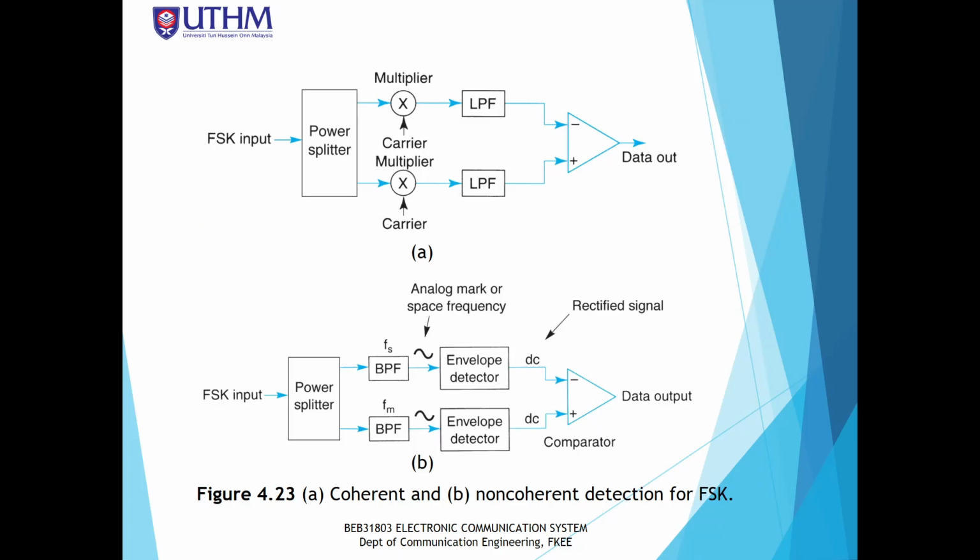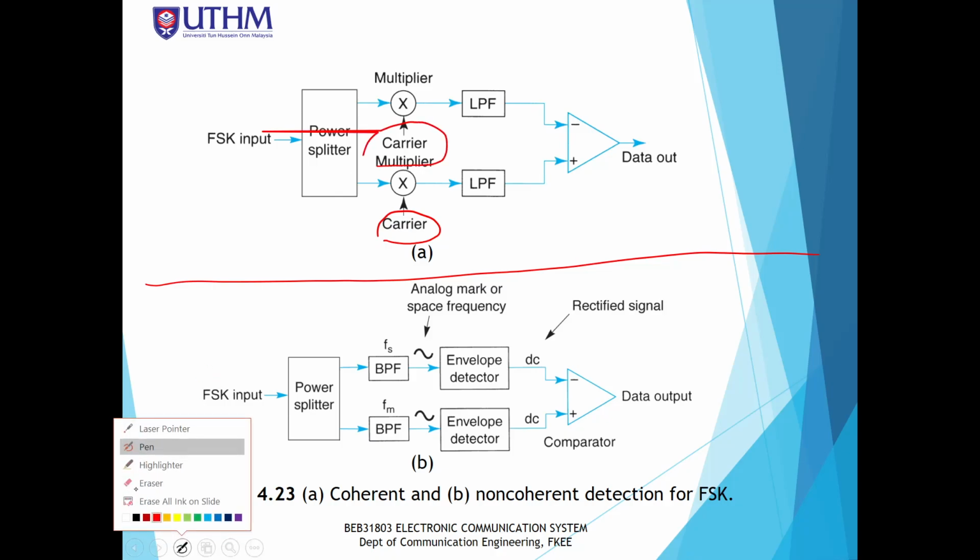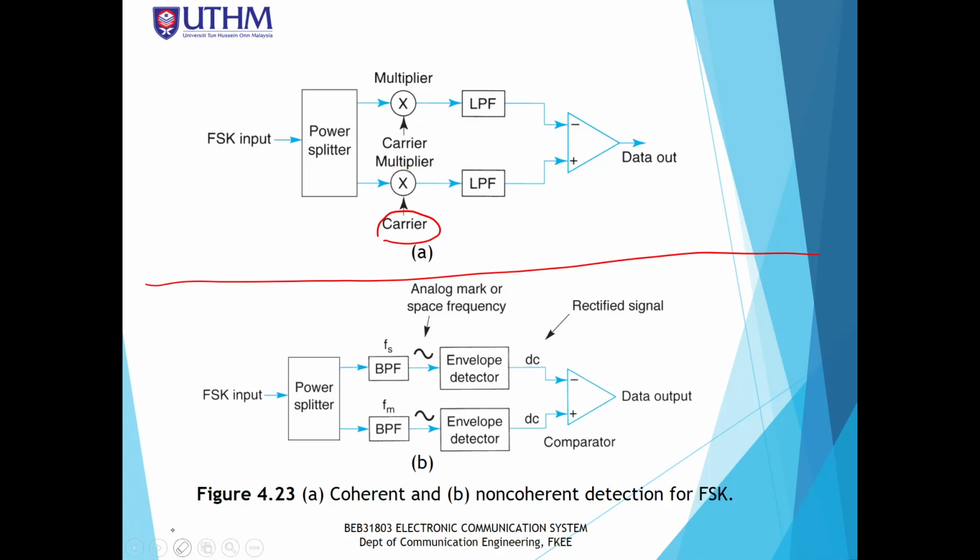And this is the detection process at the receiver. The first one is coherent detection. Coherent detection means we are using the carrier information to do the demodulation process. So this is a coherent detection, and you see that this is an FSK.